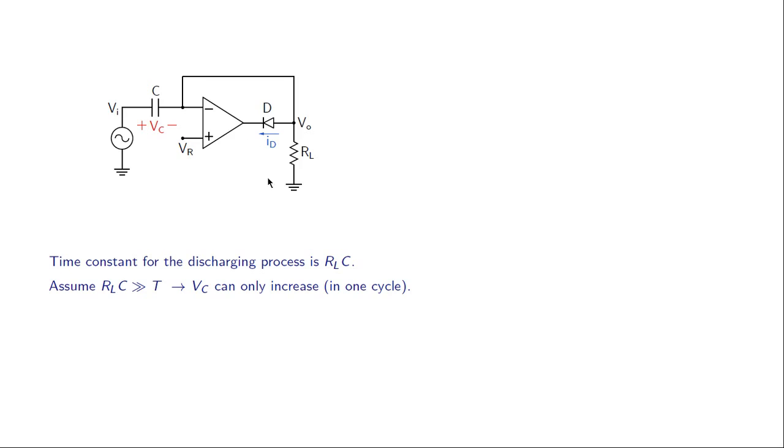In other words, the time constant for the discharging process is RL times C, and if RL times C is much larger than T, the time period of the input waveform, then in a given cycle VC can only increase. Let us consider the interval in which the diode is conducting. That means this feedback loop is closed and V minus and V plus are nearly equal. That means V minus is equal to VR.